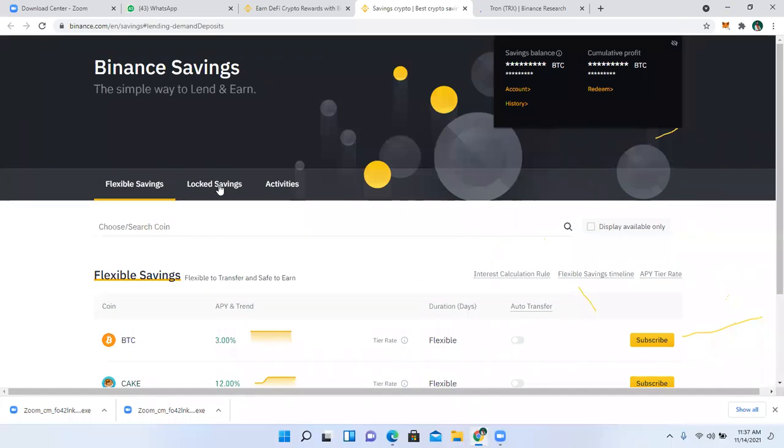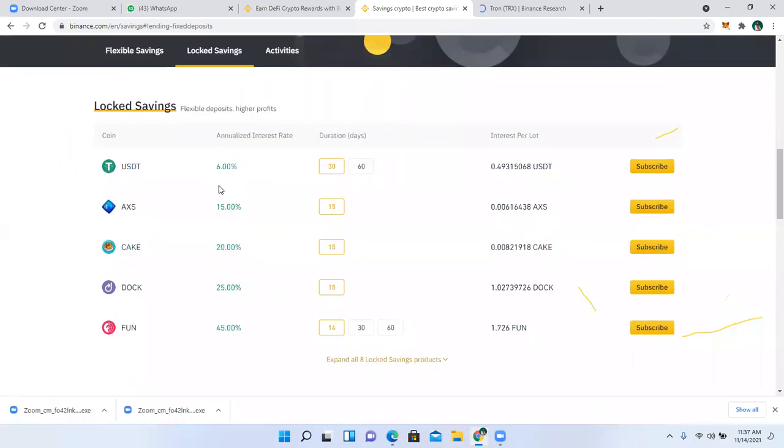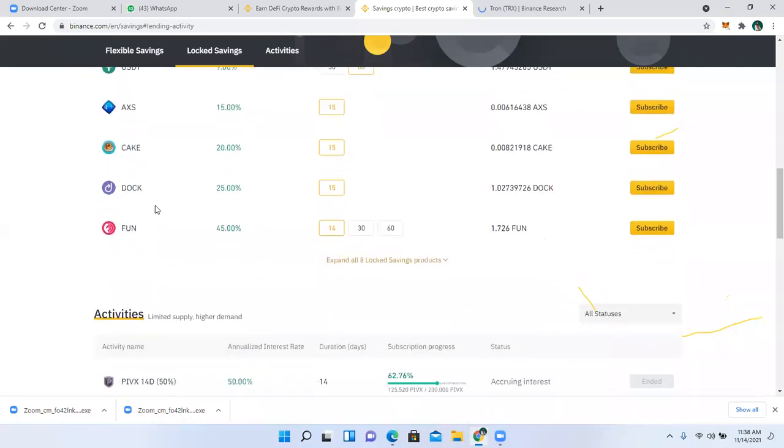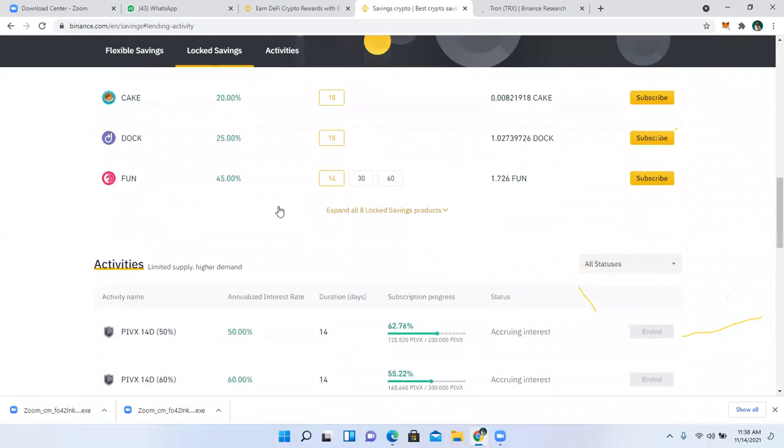Now the next one is Locked Savings. Locked Savings means that once you lock it for a particular number of days, you can't withdraw it. Even if heaven is coming down, you cannot withdraw it. Let's say I have USDT I don't want to touch for the next 30 days. I can lock it for 30 days, or for 60 days, and it says here that I will get 9% annualized interest rate. It's the same thing for the other coins here.